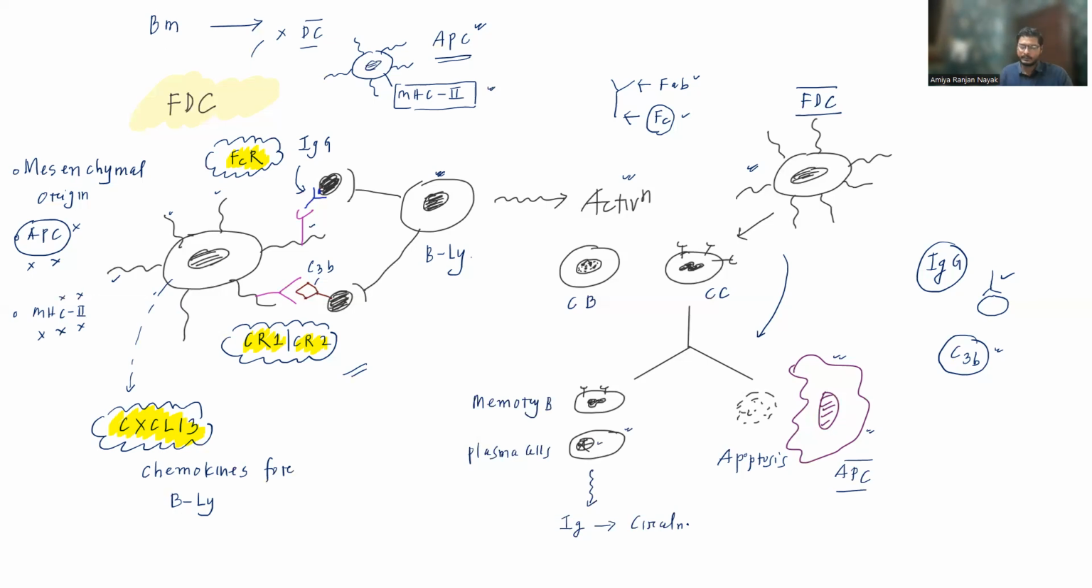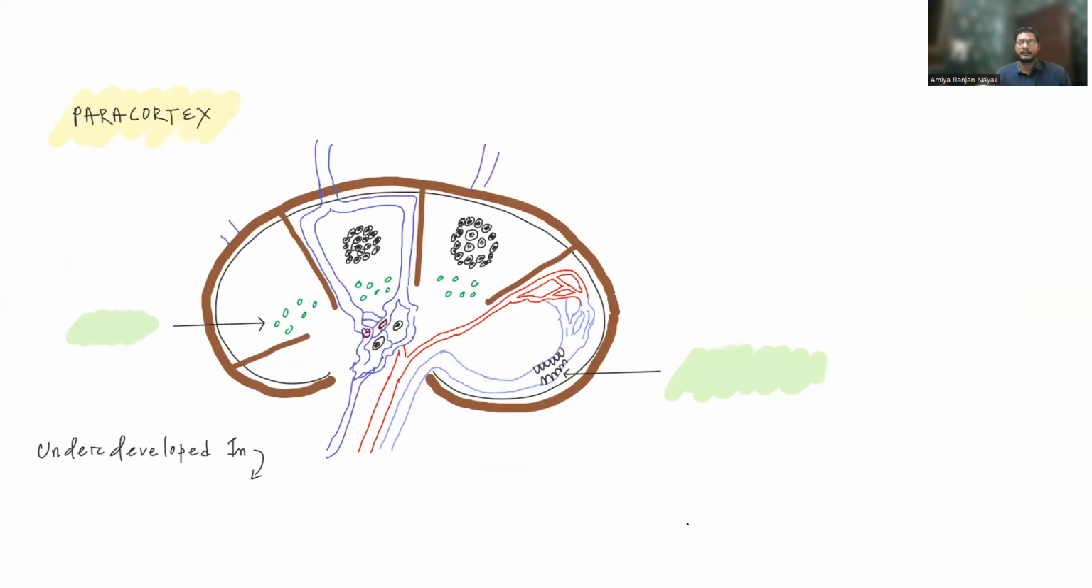So this is what happens normally. This is the function of follicular dendritic cells. We have also discussed the function of macrophages, the function of reticular cells, and we have discussed the follicles in detail. So this is all about the cortex. Now we'll see the paracortex. Other things are relatively simple.